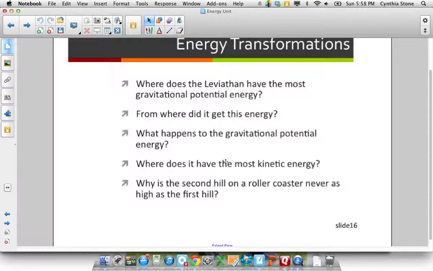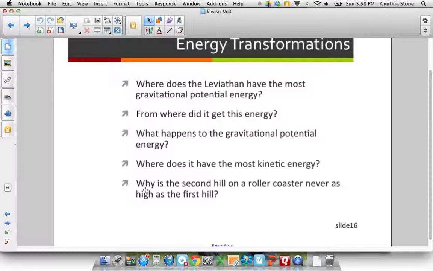What I'm really asking you there is, when is it going the fastest? It goes the fastest at the bottom of the first hill. And then the question of why is the second hill never as high as the first? There's really two reasons. Even if you wanted the coaster to pretty much end, if you had the second hill as high as the first, even if you didn't want it to have any speed at the top of that hill, it couldn't. And I hope you're thinking about the reason why, because the answer is why any process is impossible to have perfect, and the reason is friction.